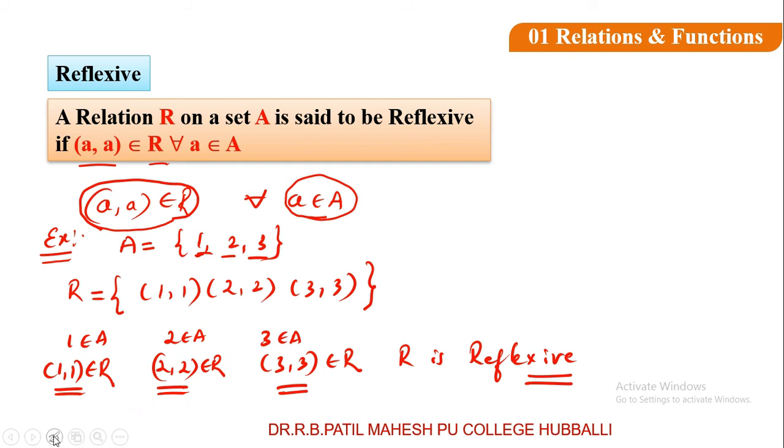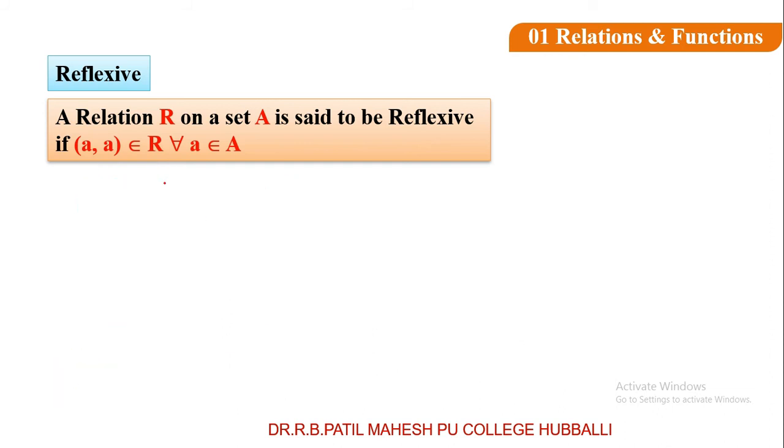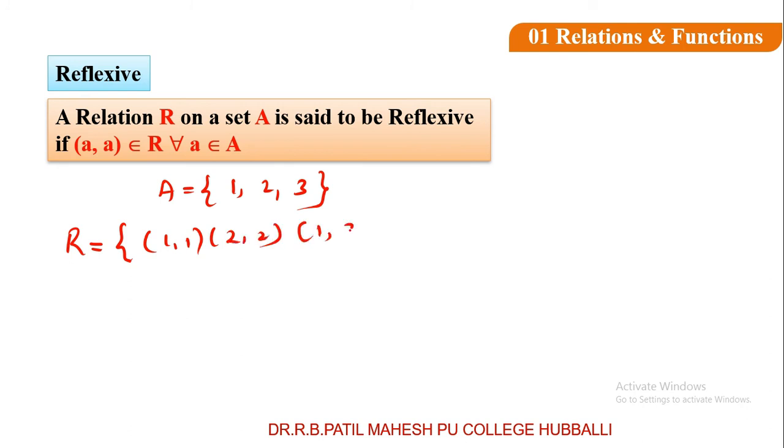Now I will take one more example, students. Set A is again the same elements 1, 2, 3, and my relation R is the set consisting of ordered pairs 1, 1, 2, 2 and 1, 3. So this is also a relation on the set A. Now is this reflexive? Let me check. What is the definition of reflexive? Every A belongs to the set A. 1 belongs to the set A. 2 belongs to the set A. 3 belongs to the set A. For every A belongs to the set A, I should have this type of ordered pair, A comma A belongs to R.